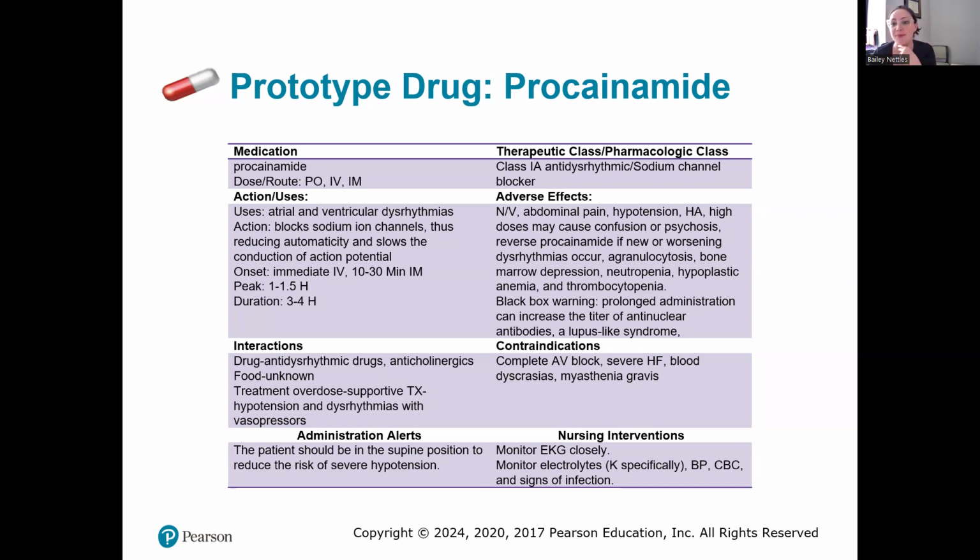The other thing is that it can create new or worsening dysrhythmias. Another big side effect I need to know. And if that happens, we've got to stop. Just stop the procainamide. You can reverse it with whatever they tell you to, but just stop it.